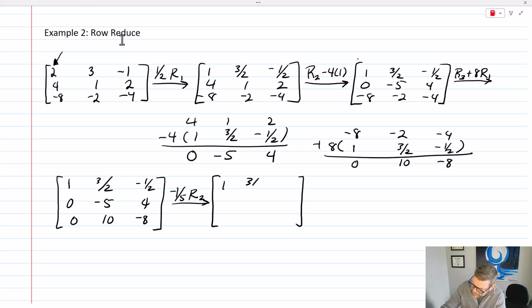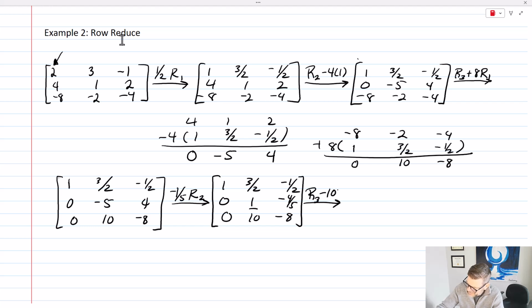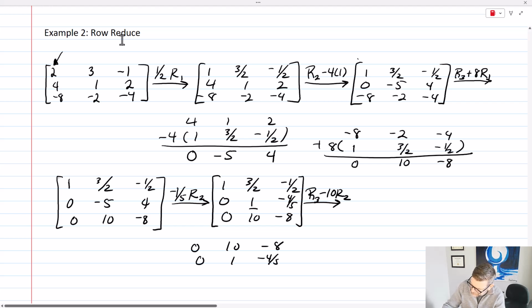So that's going to give me 1, 3/2, -1/2, 0, 1, -4/5. And then now what I need to do is I need to end 0, 10, 8, -8. That doesn't change. And now what I need to do is I need to zero out below that leading 1. So I'm going to get row 3 minus 10, row 2. So that's 0, 10, -8, and then 0, 1, -4/5.